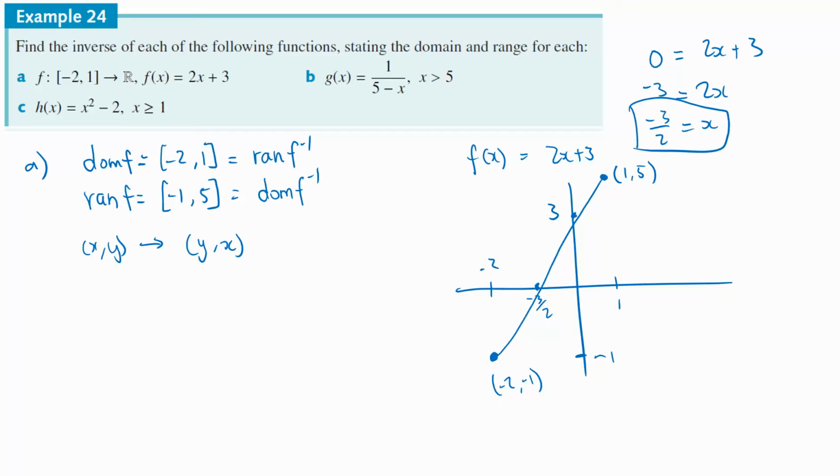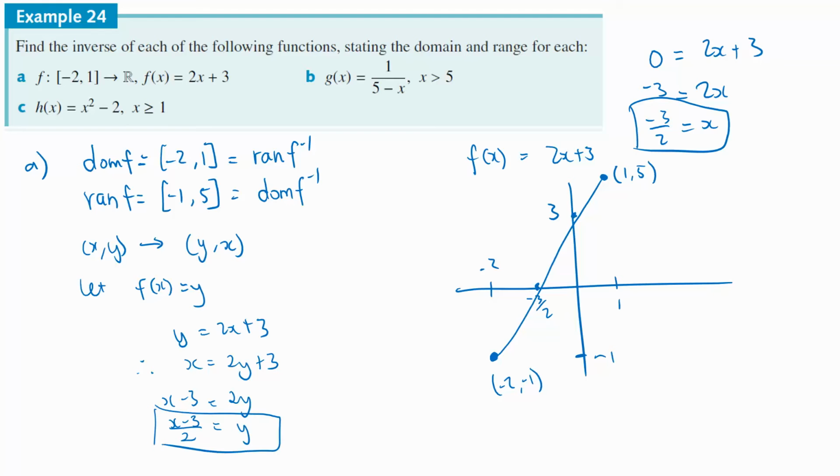Okay, so I would write, because of this, the inverse function will occur where I'd say let f of x equal y. And here I go, I would say y equals 2x plus 3. Therefore, now it becomes x equals 2y plus 3. Solving for y, this now gives me x minus 3 equals 2y. And finally, y equals x minus 3 over 2. Don't leave your answer in the box that I just wrote there.